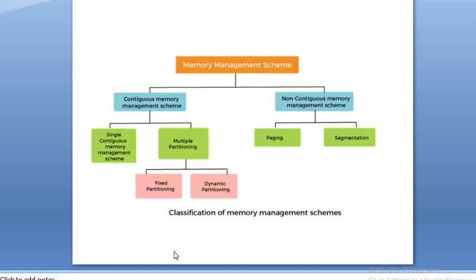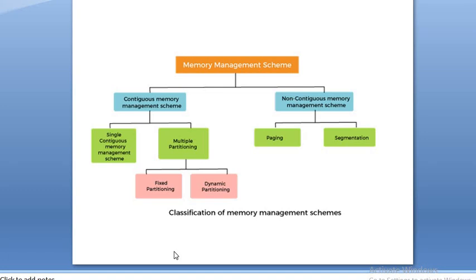This is the classification of the memory management scheme. Actually, we are having two types: real memory management and virtual memory management. In real memory management, we are having contiguous memory management scheme and non-contiguous memory management. In contiguous memory management, we are having single contiguous and multiple partition. In non-contiguous memory management, we are having paging and segmentation. In multiple partition, we are having fixed partition and variable partition. This is the classification of memory management scheme.